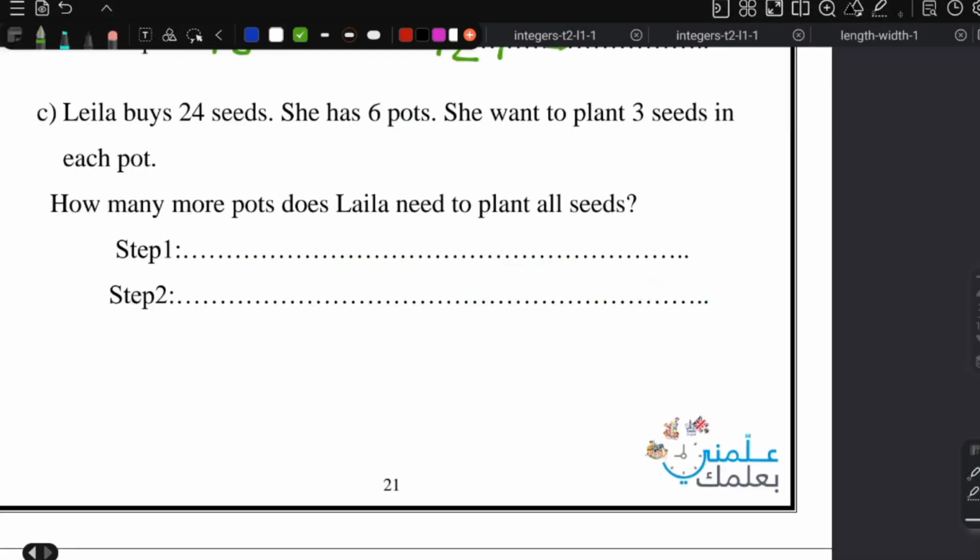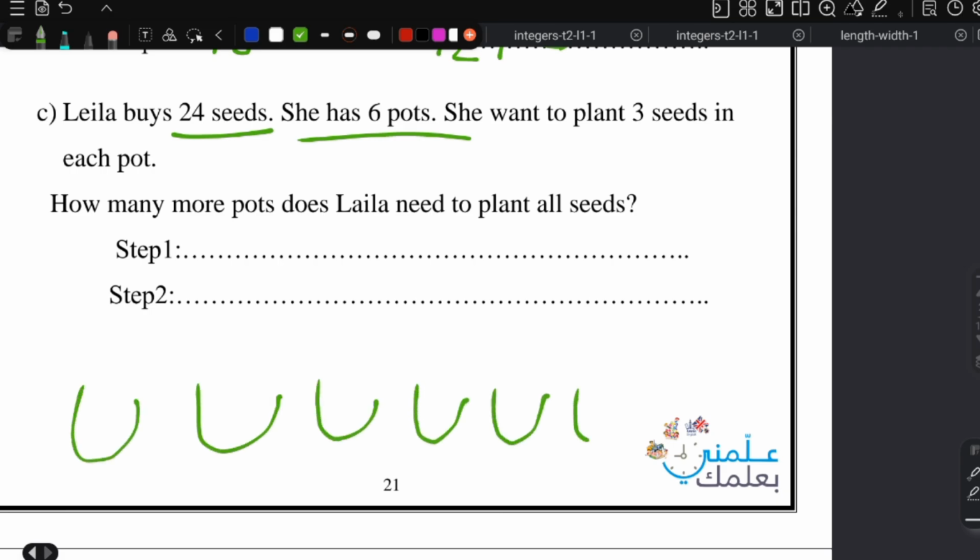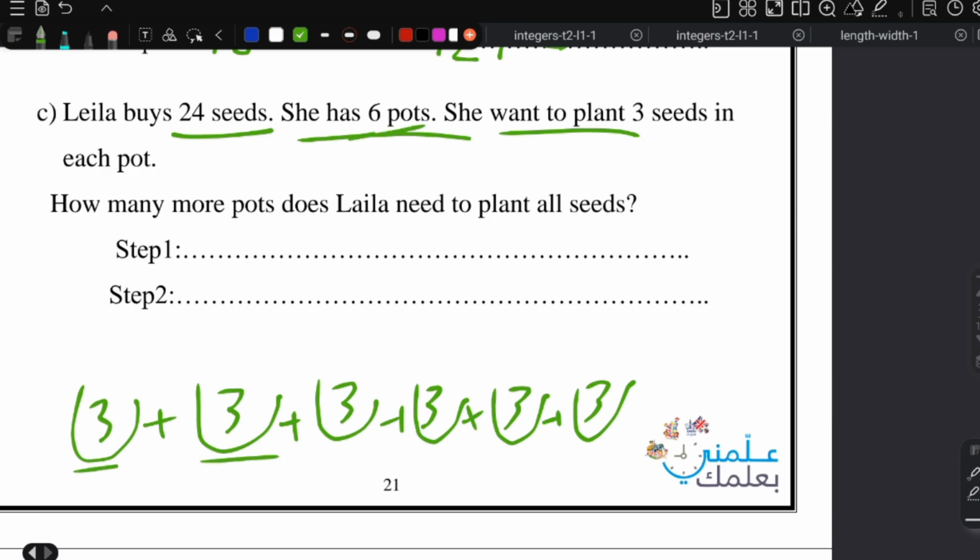Layla buys 24 seeds. She wants to plant these 24. She has 6 pots. She wants to plant 3 seeds in each. So I planted 3 in each pot. So totally, how many did I plant in the 6 pots she has? 3 plus 3 is 6, plus 3 is 9, plus 3 is 12, plus 3 is 15, plus 3 is 18. So I just planted 18 seeds.